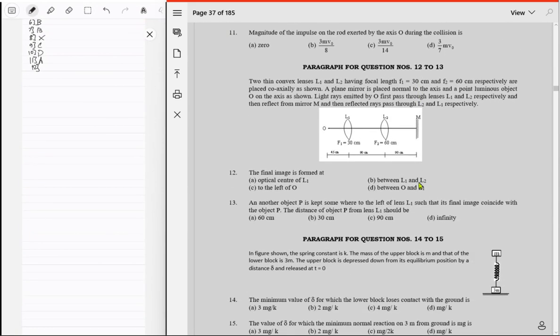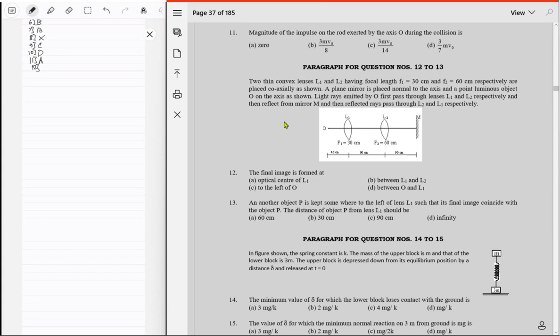Two thin convex lenses L1 and L2 having focal lengths respectively are placed coaxially as shown, with a plane mirror placed normal to the axis. At a point, a luminous object O on the axis shows light rays emitted by it first pass through L1 and L2 respectively, then reflect from M. The reflected rays pass through L2 and L1 respectively. The final image is formed at what point?